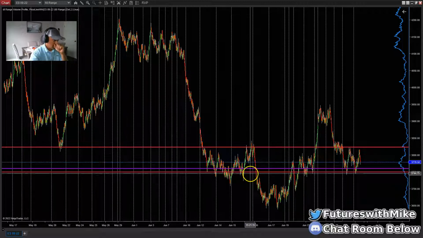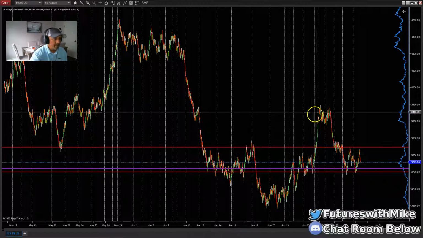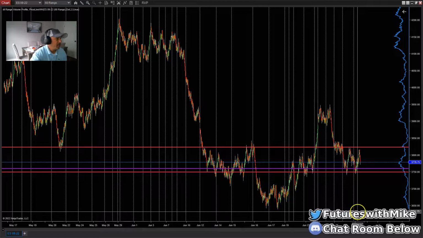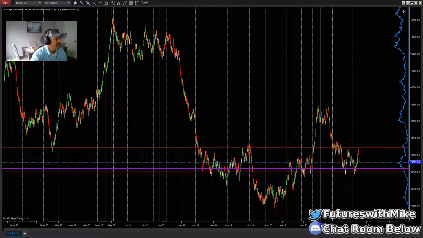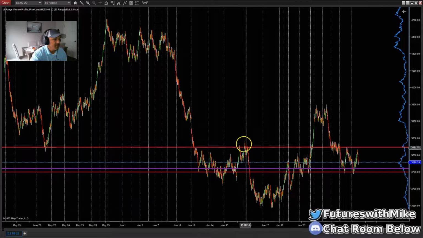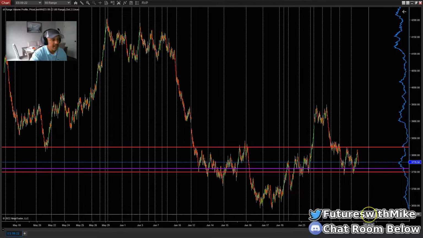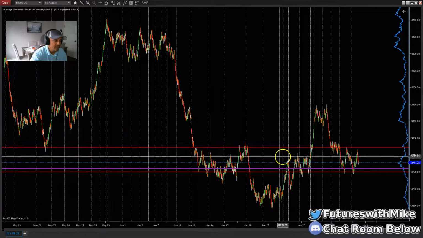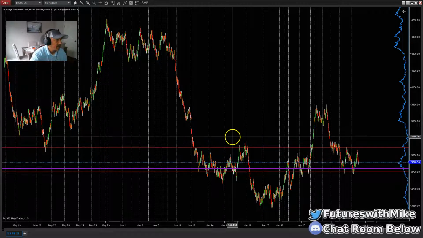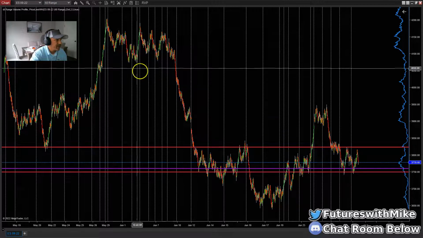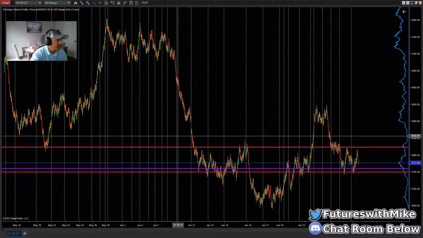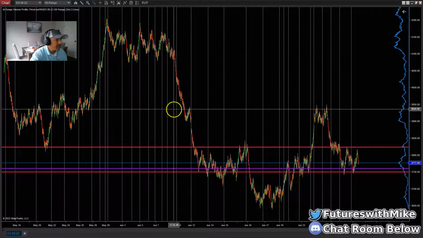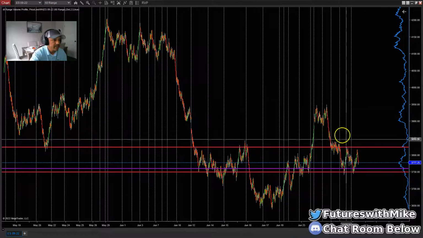So this could be just a big pullback to push lower. We won't know. It could happen today, it could happen next week sometime. But it could also push higher, because now we're having a run to the upside. I said we're breaking structure here, but we got this big swing right here that price is pulling back into and bumping against some levels or areas.